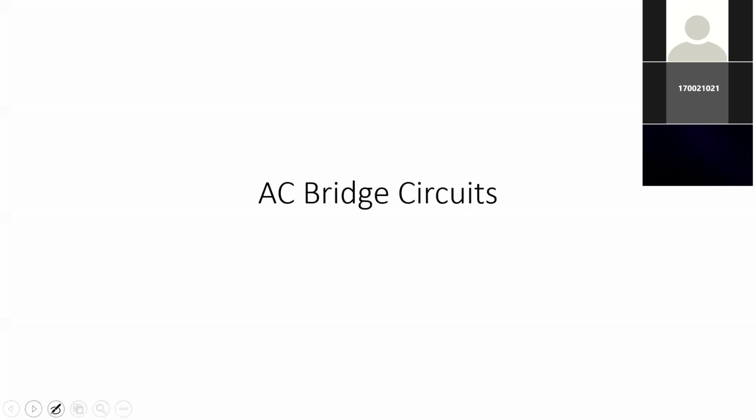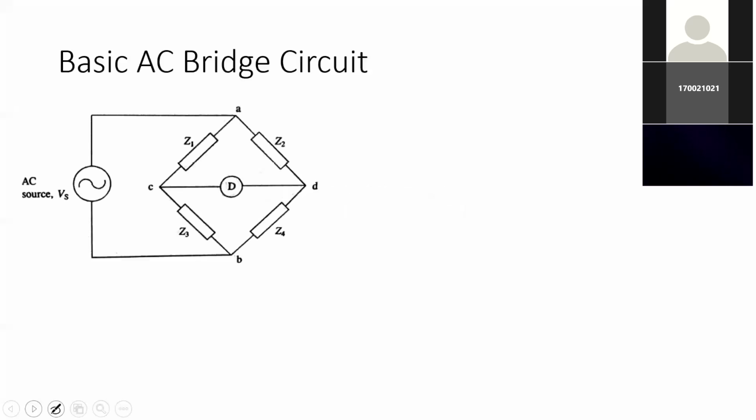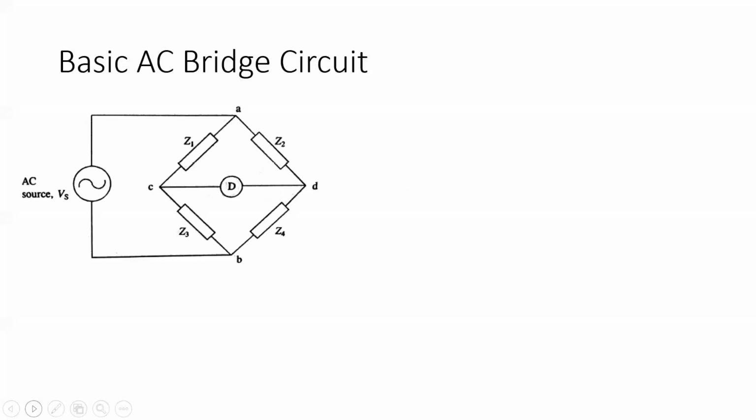So, if we talk about the basic AC bridge circuit, the form of the circuit is actually similar to the Wheatstone bridge, but as we are dealing with an AC source, instead of resistance, we have to consider impedances in all the four arms.